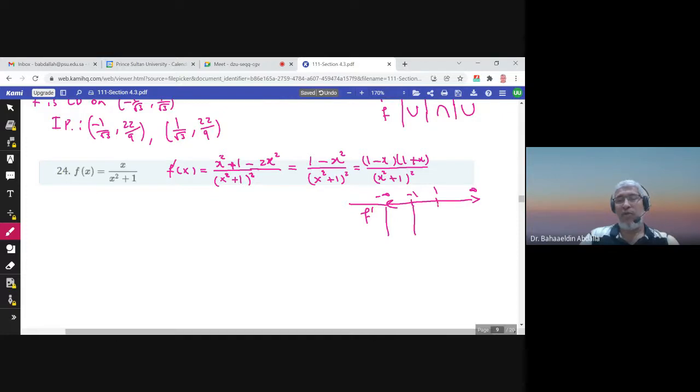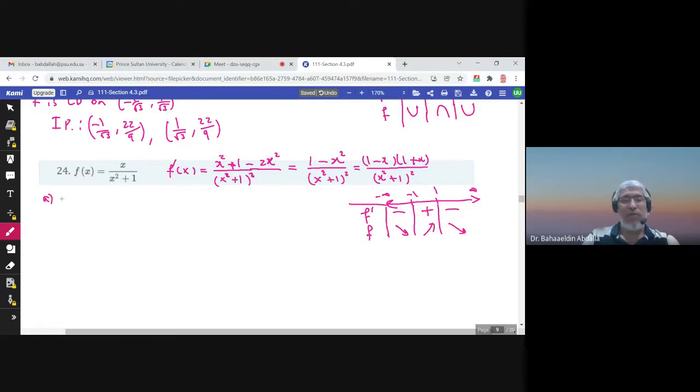And between these two zeros, f prime has degree, not f prime, the numerator, which controls the sign of f prime, because the denominator is always positive. The coefficient of x squared is negative 1. So here the coefficient would be positive. If you replace x by 0, you can immediately notice that f prime is positive between -1 and 1. So it is decreasing, increasing, decreasing.